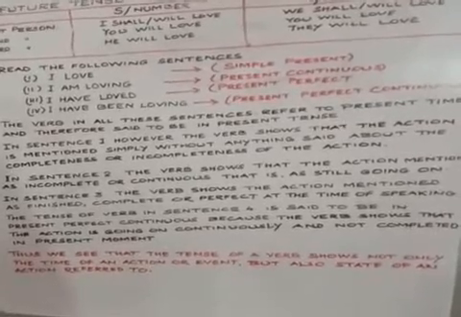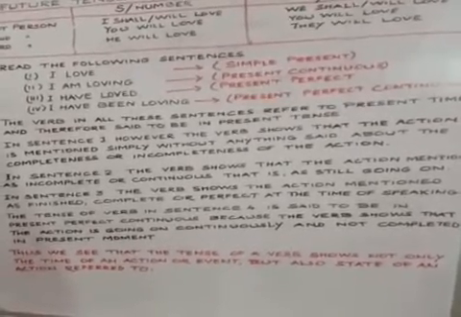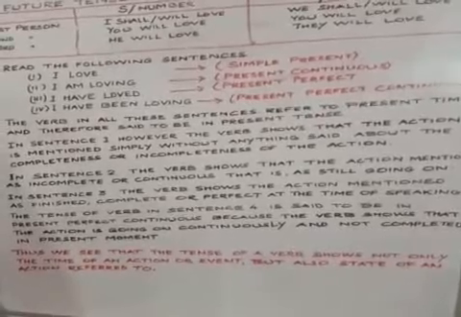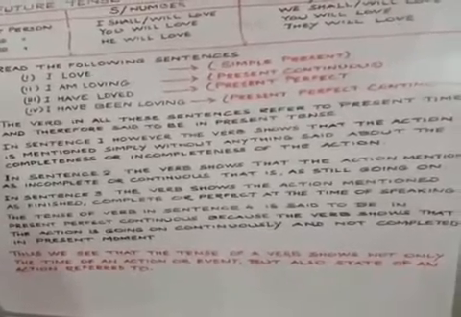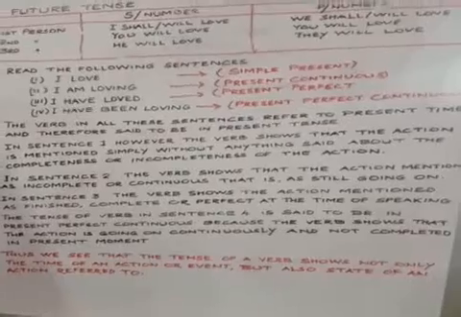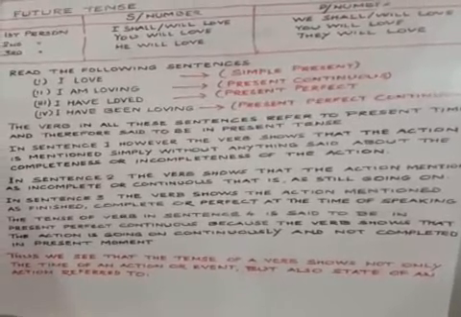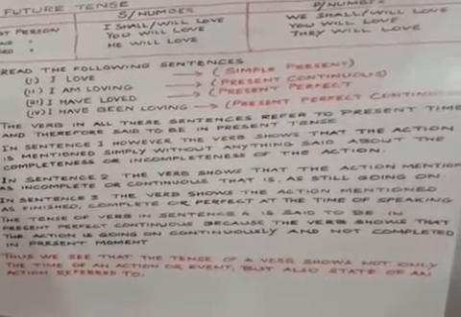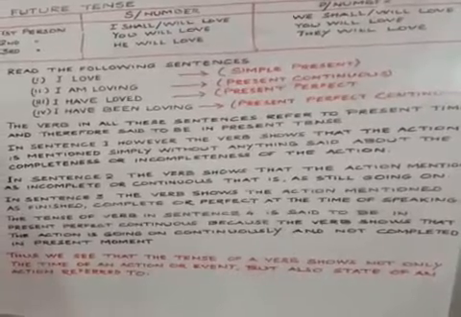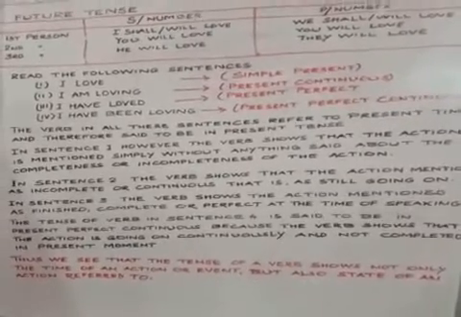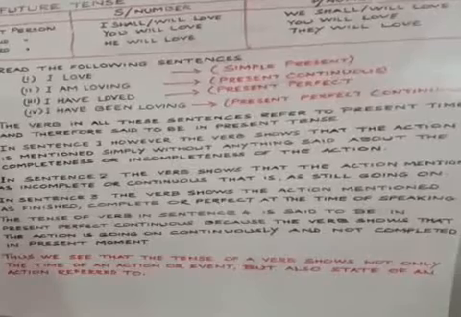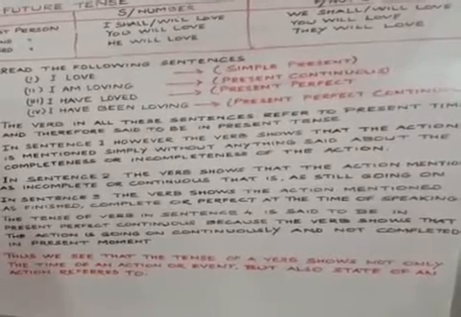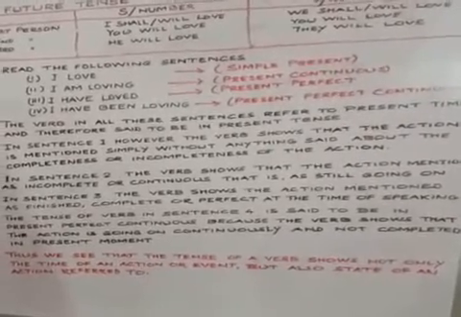In sentence 3, the verb shows the action mentioned as finished, complete or perfect at the time of speaking. I have loved, present perfect. See, I have loved, it shows that the work has finished, the event has finished at the time of speaking. So it is present perfect.